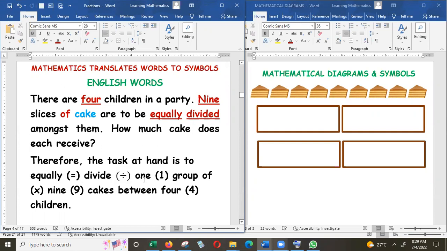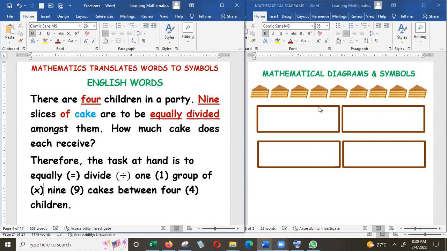So therefore the task at hand is to equally divide 1 group of 9 between 4 children. Here we have 9 cakes. As you see, we can use a diagram to represent cakes: 1, 2, 3, 4, 5, 6, 7, 8, 9. And here we have 4 children. We can use a rectangle to denote children. Translating words to diagrams happens a lot in mathematics also.